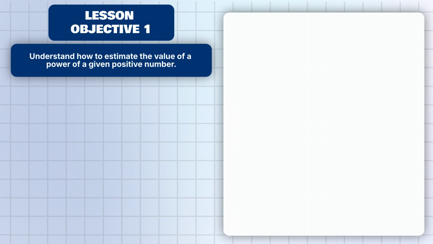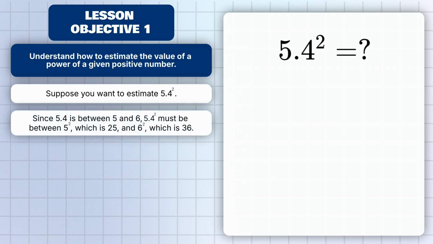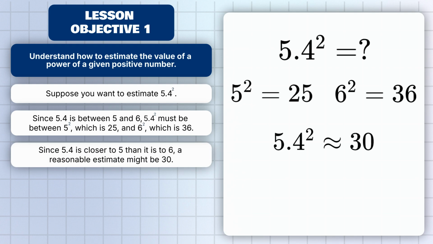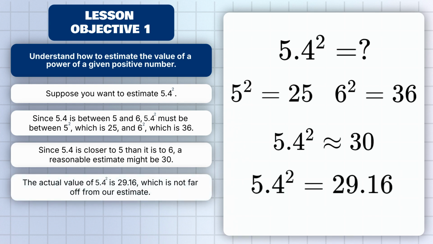Let's start with how we go about estimating the value of the power of a given number. Simplifying the base number, if possible, can make calculations easier. For example, suppose you want to estimate 5.4². Since 5.4 is between 5 and 6, 5.4² must be between 5 squared, which is 25, and 6 squared, which is 36. Since 5.4 is closer to 5 than it is to 6, a reasonable estimate might be 30. The actual value of 5.4² is 29.16, which is not far off from our estimate. Using known powers like 16 and 25 in our example makes the process much easier.